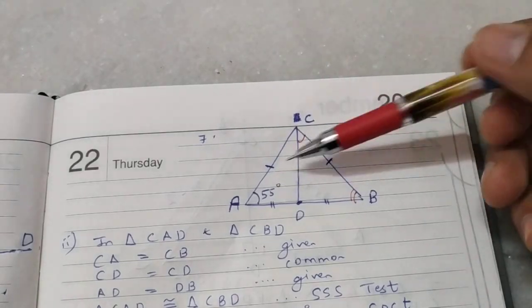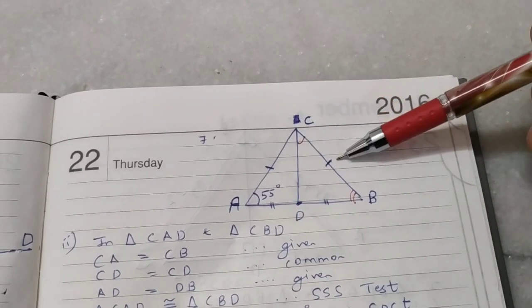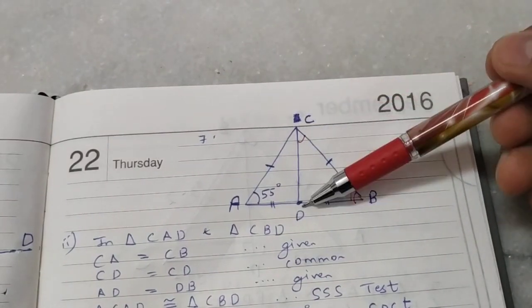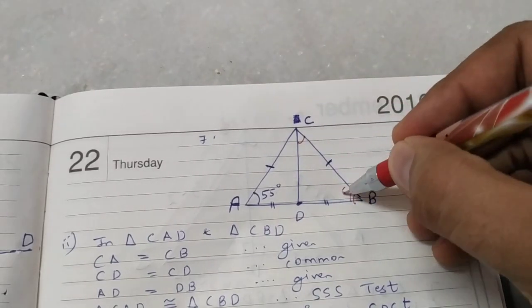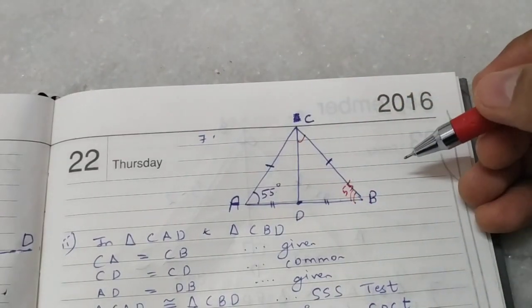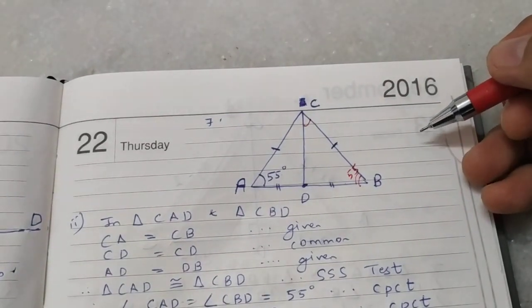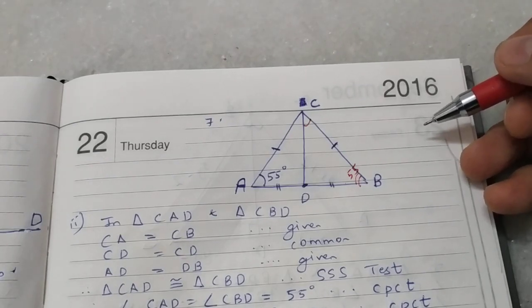Prove these two triangles congruent. Pause and think how. Okay, I hope you got SSS test here. This side is equal to this side given, this side is equal to this side given, and CD is equal to CD common. So SSS test, they are congruent. So if this is 55, this is also 55, because the angles are equal by CPCT, corresponding parts of congruent triangles are always equal. You've studied that in congruency chapter.